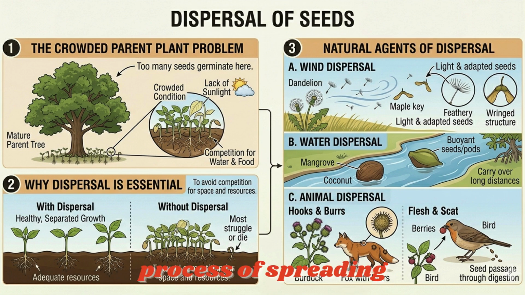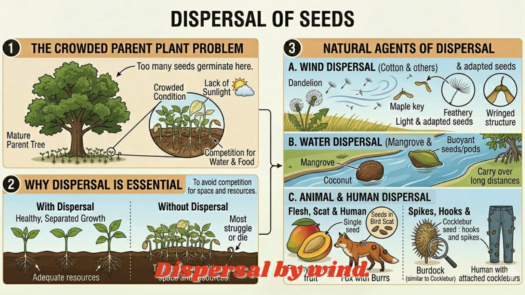This process of spreading of seeds to different places by natural agents like wind, water, animals is called dispersal of seeds. Dispersal by wind. Most light seeds are spread by wind. These seeds have fine tuft of hairs or wings on them. These help them to be carried by wind from one place to another. Example: cotton seeds.